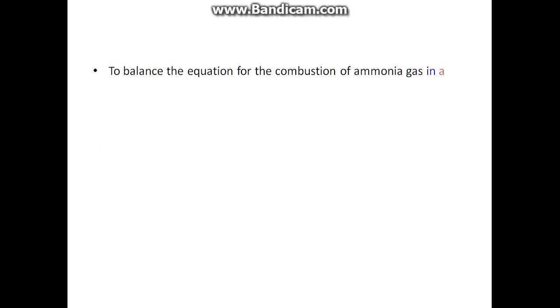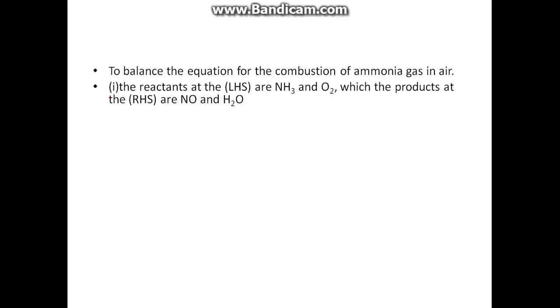To balance the equation for the combustion of ammonia gas in air, the reactants at the left hand side are ammonia, NH3, and oxygen, O2, while the products at the right hand side are nitrogen oxide, NO, and water, H2O. Ammonia, NH3, plus O2 to give NO plus H2O.